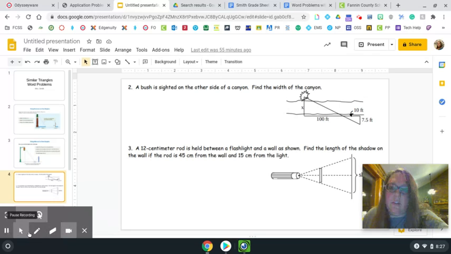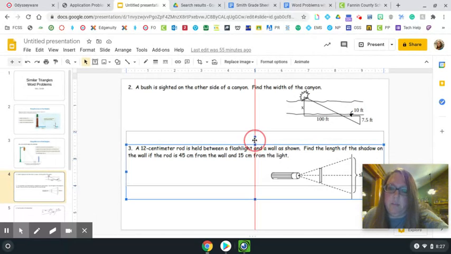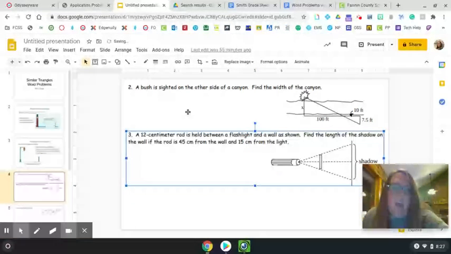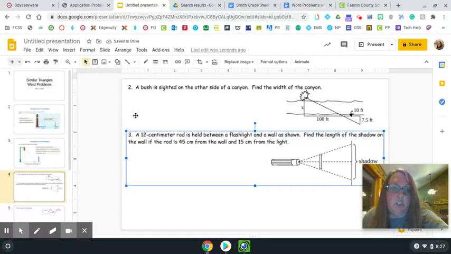All right, these are the next two problems we're going to look at, and you should have them in your packet. Move that one up so we can see it a little bit better. We're going to start here with number 2. A bush is sited on the other side of a canyon, and that little thing's the bush. Find the width of the canyon. They've set up some similar triangles for us.